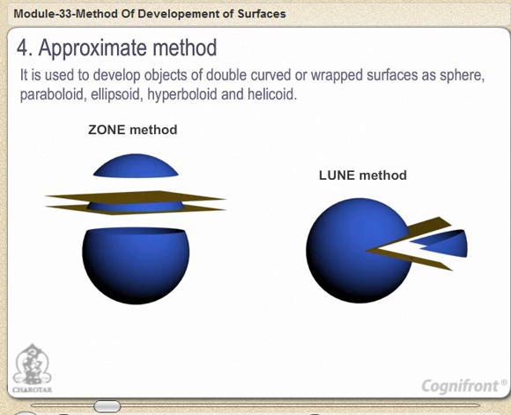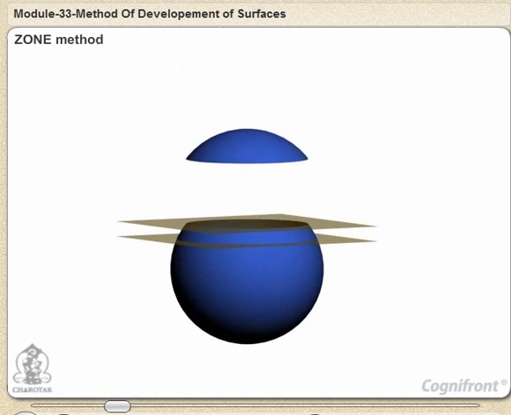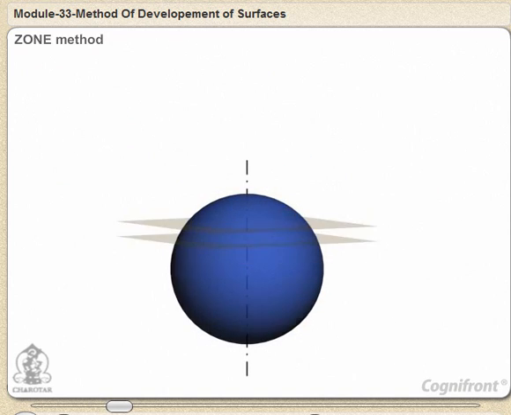The surface of a sphere can be approximately developed by dividing it into a number of parts. The division may be made in two different ways: 1. In zones and 2. In lunes. Zone is the portion of the sphere enclosed between two planes perpendicular to the axis.